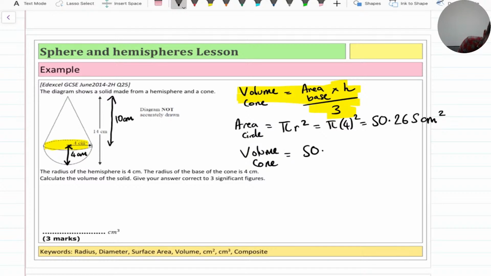However, remember, this is a hemisphere on the bottom, isn't it? So it's the volume of a hemisphere. So I can just divide it by 2. It's not the same as the surface area. So I need to do the volume of the hemisphere is equal to this divided by 2, which is equal to 134.0 centimeters cubed. So these are the two that I know. This is the volume of the cone on the top. This is the volume of the hemisphere on the bottom.